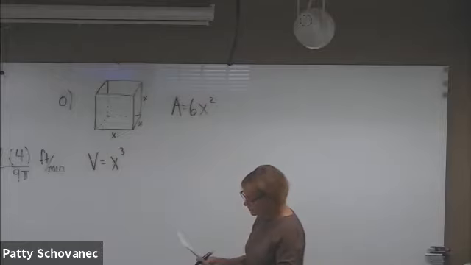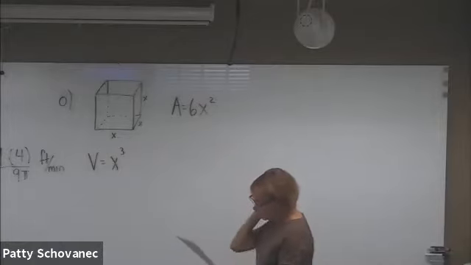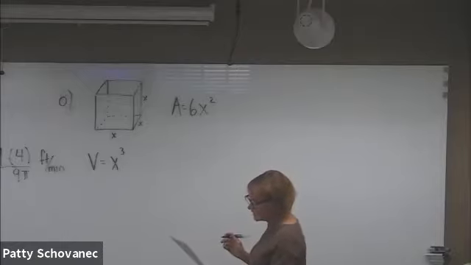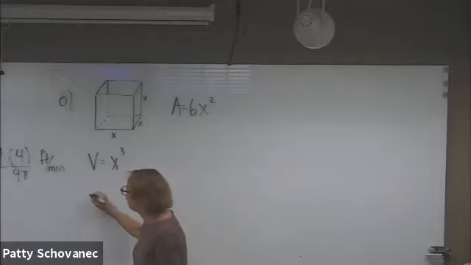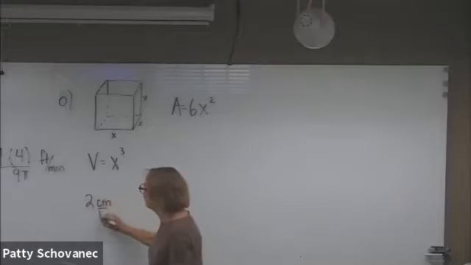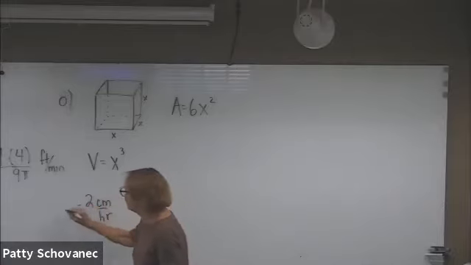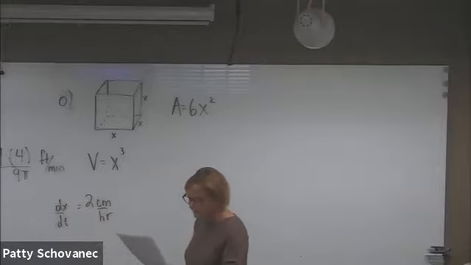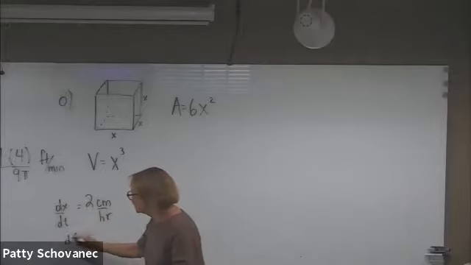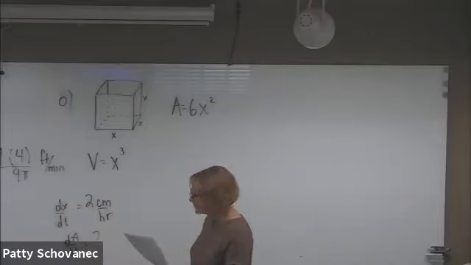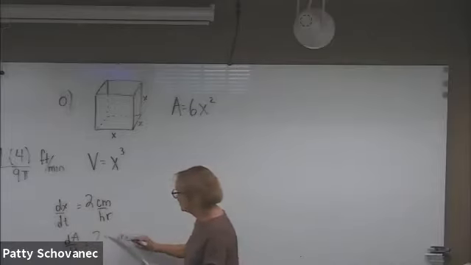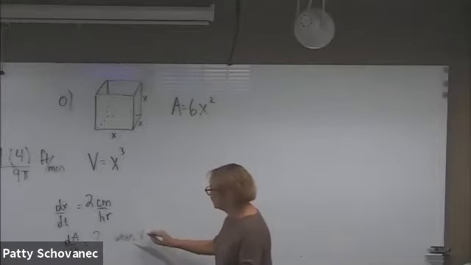Okay, so I don't know that we need the 1,000 cubic centimeters. Let's hold on to that for a minute. The length of each of its edges is decreasing at a rate of 2 centimeters per hour. How do I label that? That's a linear measurement. That's a dx/dt. At what rate is the surface area changing when its volume is 64?